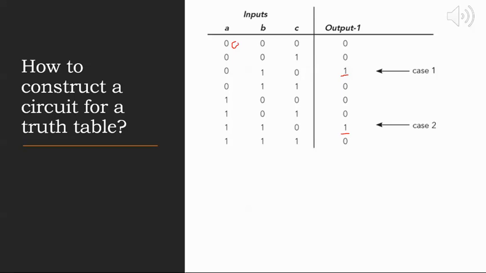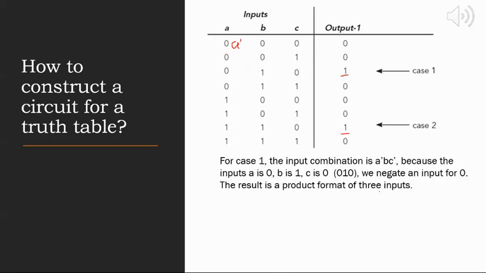For case 1, the input combination is A apostrophe and B and C apostrophe, meaning not A and B and not C, because the inputs are A is 0, B is 1, C is 0. We negate an input for 0. The result is a product form of 3 inputs.